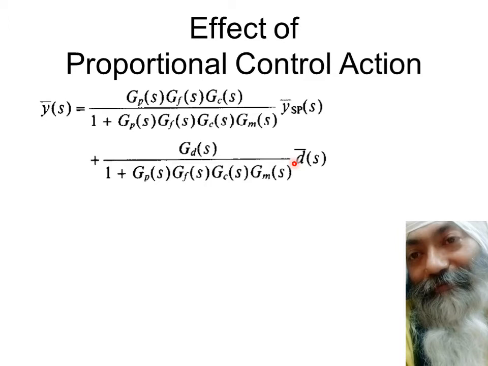So we will simplify this big term and this big term so that you don't get confused. You are able to grasp the concept of effect of proportional control action on various types of processes. This can be a first order process or a second order process and so on and so forth. We will take one by one all the cases.